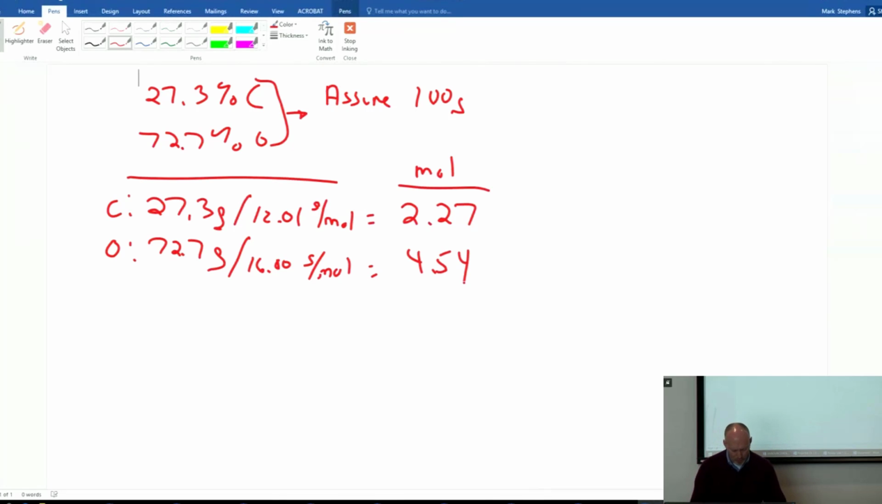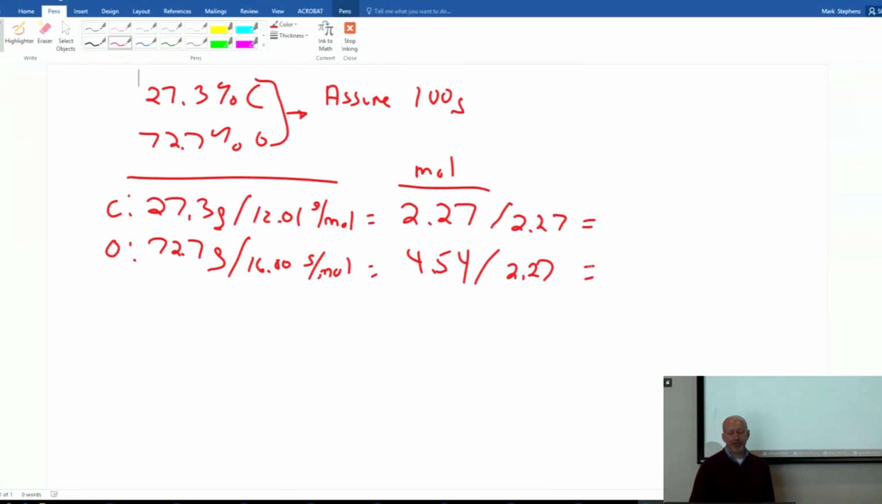Now, I want to build a formula at this point, but remember, I don't have 2.27 cows, I don't have 2.27 atoms. These are proportions. And before I build my formula, I need to have things in whole numbers. So to get whole numbers, I'm going to divide each one by the lowest number of moles. And what that does is it creates a whole number ratio set.